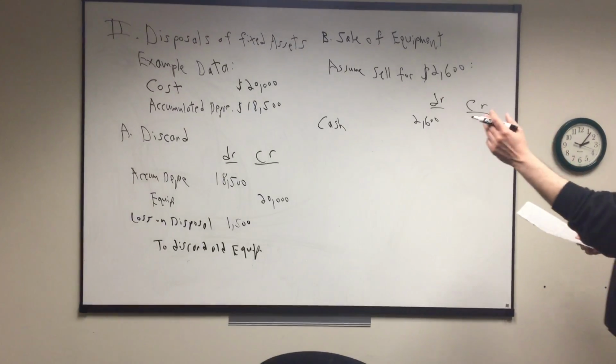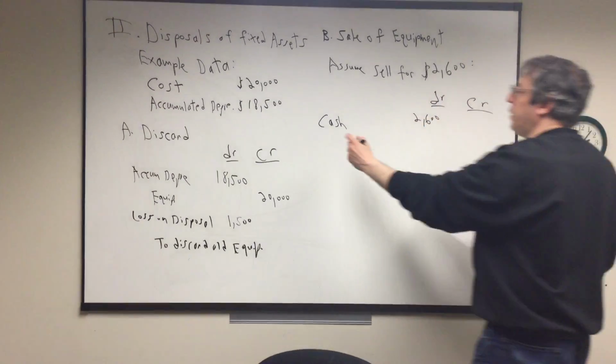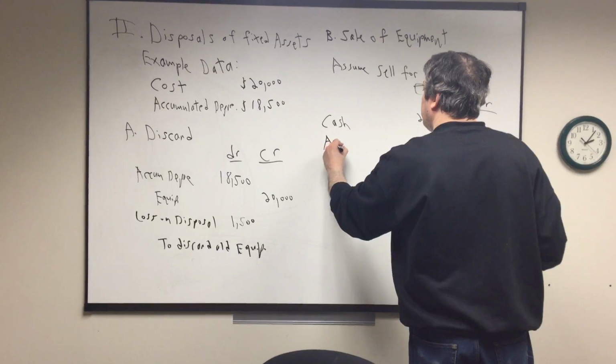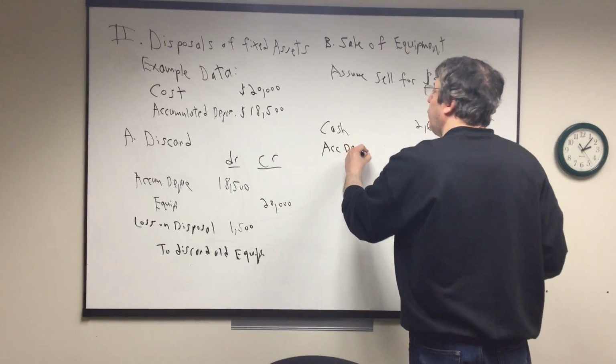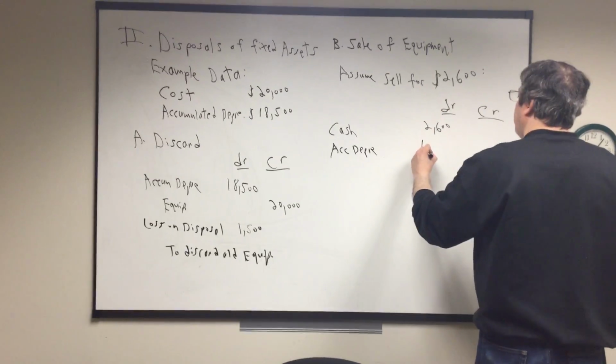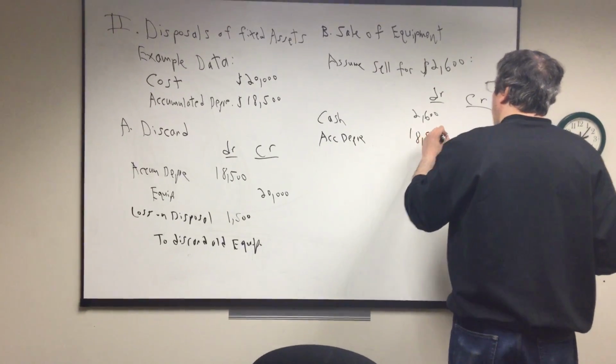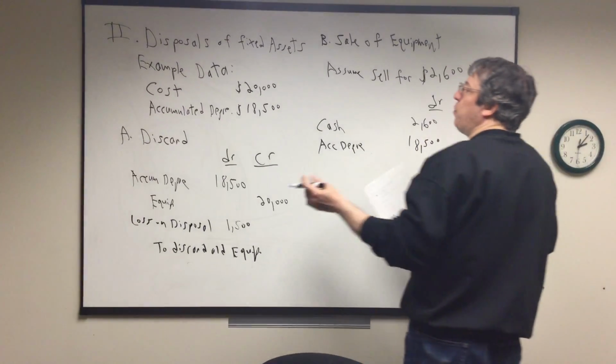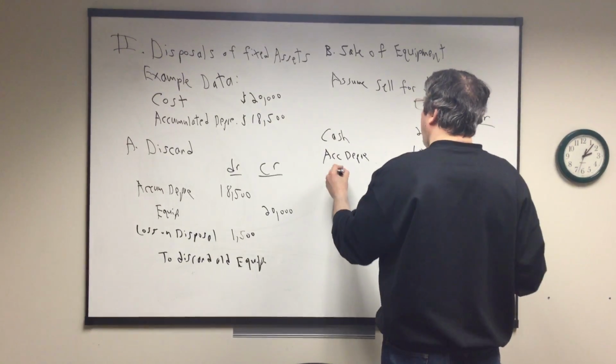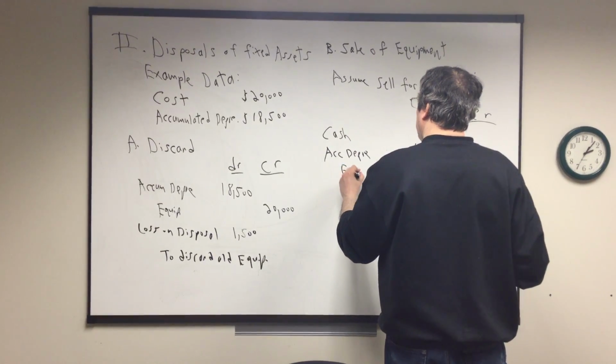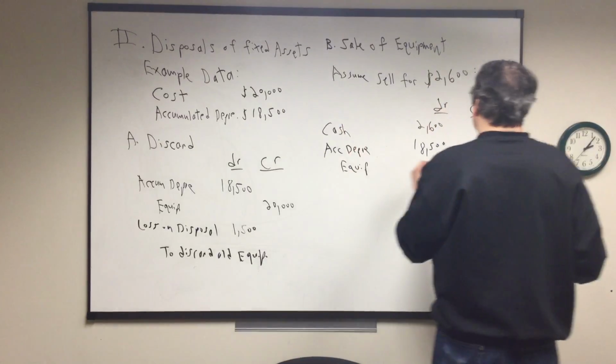And then, just like before, we need to wipe this asset off our books. So we're going to debit accumulated depreciation for whatever the balance was, $18,500. Because we're selling the asset, we're going to take the asset off our books. So it's on our books at $20,000. We need to take it off. So we're going to credit the asset for $20,000.